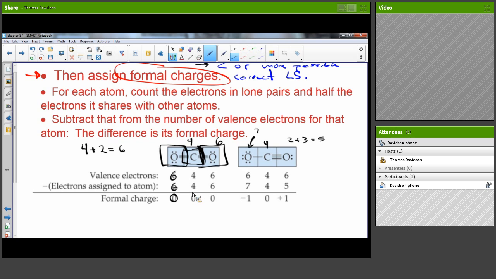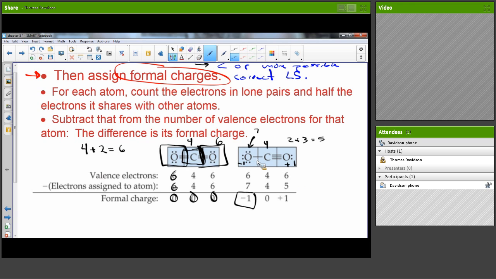Carbon, 4, 4, and 0. Oxygen, 6, 6, and 0. Over here, though, you had 6 and 7, and you end up with a -1 formal charge on this oxygen. And over here, you end up with a +1 formal charge on oxygen.